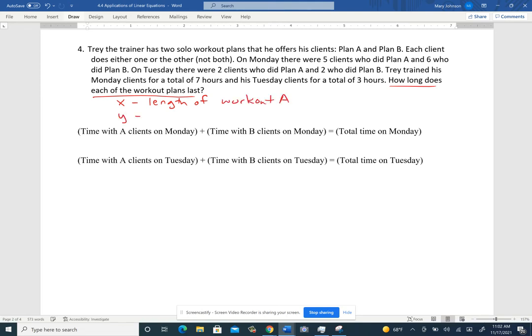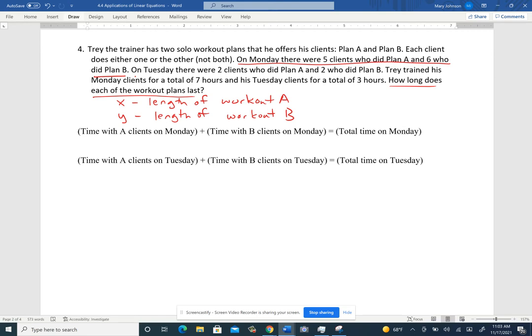Okay, and Y is going to be the length of workout B. Now it looks like he did both A and B type clients on each day, right? So we're going to look, one equation deals with Monday, so that's that first sentence, right? And then one equation deals with Tuesday. So here's the Monday sentence, okay?